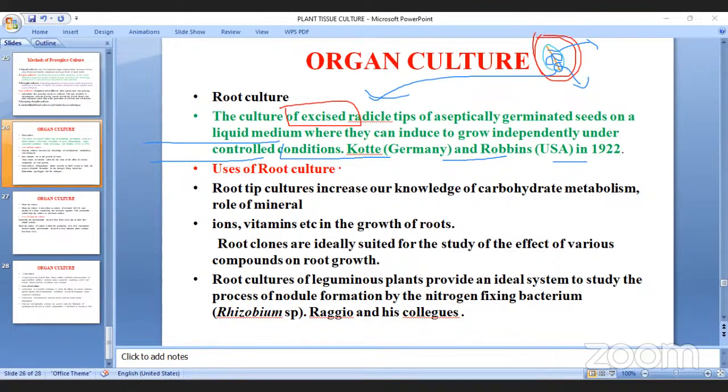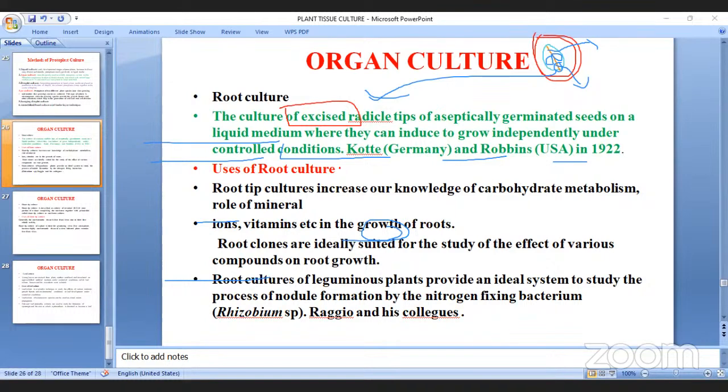The use of root tip culture increases our knowledge of carbohydrate metabolism and the role of minerals, ions and vitamins in the growth of roots. So how the minerals, ions and vitamins are utilized for the growth of the roots, we can observe. And clones are ideally suited for the study of the effect of various compounds on root growth.